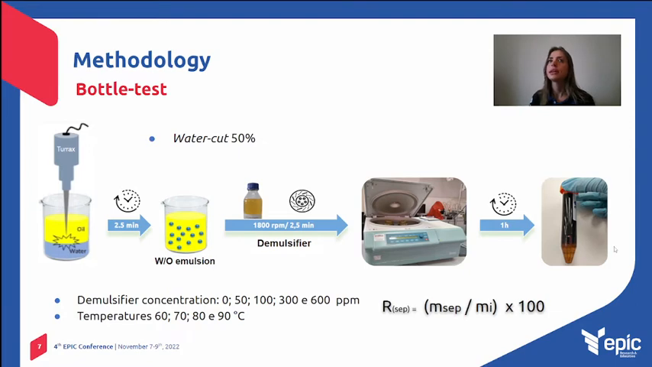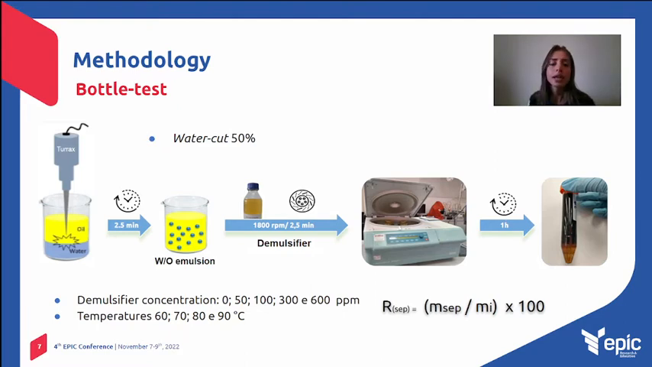To evaluate the stability of emulsions, I made some analysis based on the bottle test. We established a 15% water cut for all systems, for all emulsions. First of all, oil and water were dispersed by a homogenizer forming a stabilized water-oil emulsion. And then I added a certain amount of demulsifier to my system, stirring again. And the emulsion was centrifuged for 1 hour until achieving phase separation.